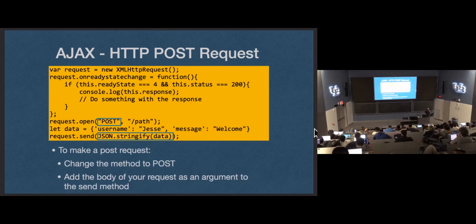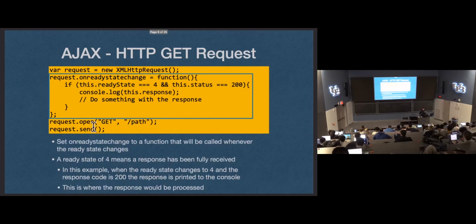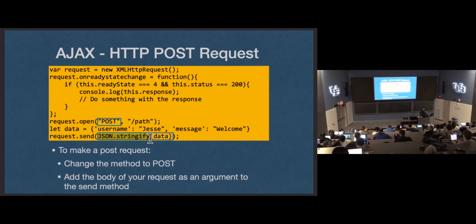If we want to send a post request, very similar setup. We just change get to post, and then when we call send, instead of calling send with an empty argument list, we're going to call send with whatever we want to send. Usually we're going to speak JSON when we're talking over the internet. So I'm going to send a JSON string with whatever I want to send, fire that off to the server, and then when I get the response, do whatever I'm going to do with the response.